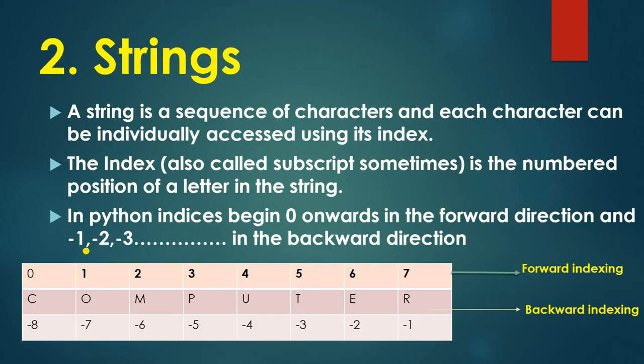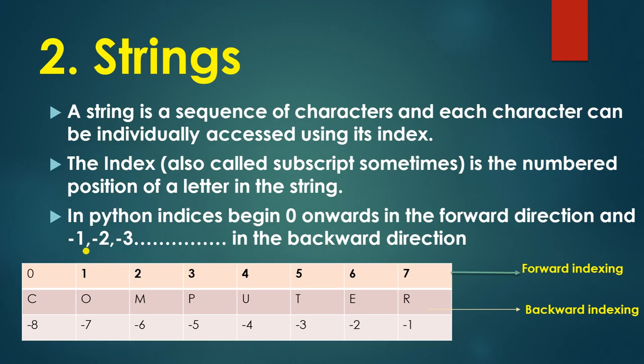Now next is strings. A string stores the value in inverted commas or single quotes. A string is a sequence of characters and each character can be individually accessed using its index. In string, index is very important. You people know how this index works. The index, also sometimes called the subscript, is the numbered position of a letter in the string.